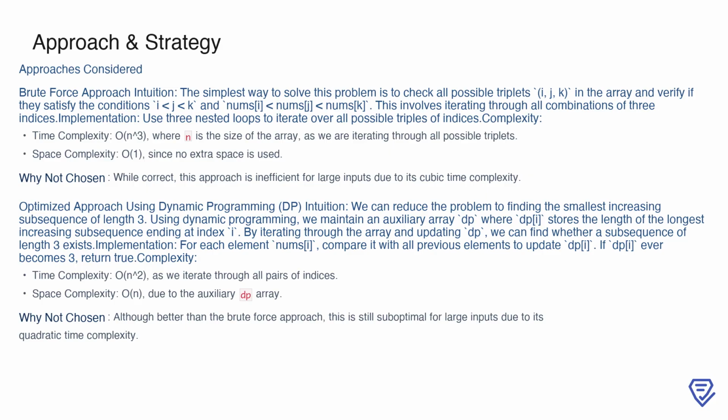Implementing this involves using 3 nested loops to iterate over every possible combination of 3 indices. While this method guarantees correctness, it is highly inefficient for large inputs due to its cubic time complexity, O(n cubed), which arises from the 3 levels of iteration. On the positive side, it doesn't require any additional space, as it operates in constant space, O(1). However, this inefficiency makes it impractical for larger arrays, which is why we need to consider alternative solutions.